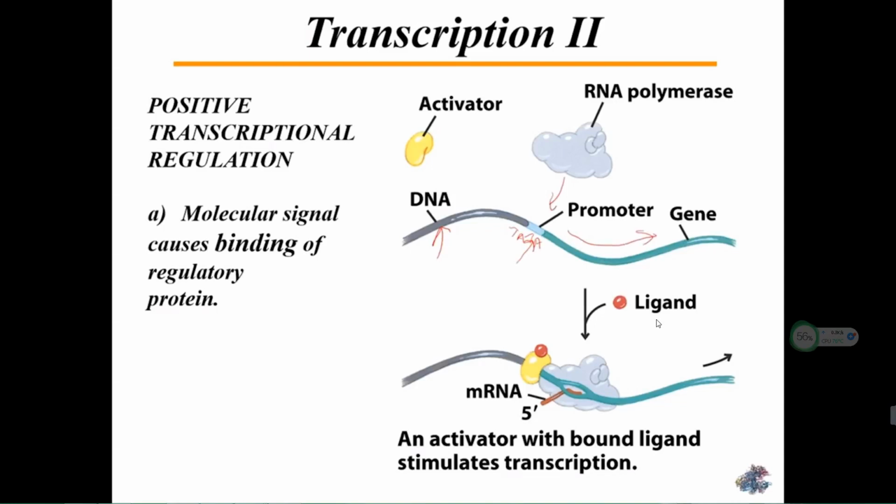In the absence of the activator, there is no transcription. However, when this activator binds a particular ligand, so this will bind at its allosteric site on the activator, this will facilitate increased binding of the RNA polymerase at the TATA box region and increase the efficiency of transcription for that particular gene. Okay, so binding of the activator promotes transcription by RNA polymerase.